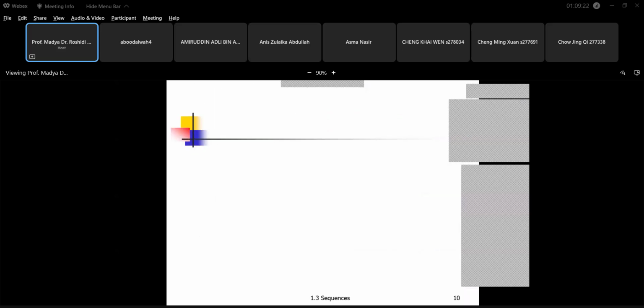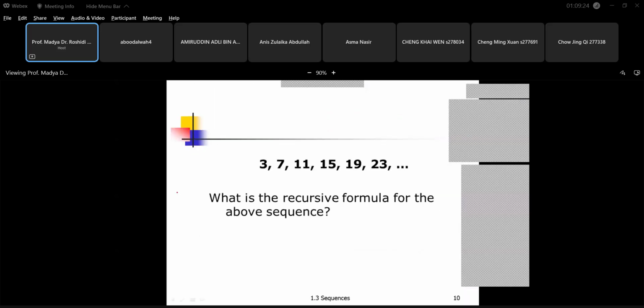Now we move to example 6. Okay, another idea. What is the recursive formula for the above sequential? Based on this kind of sequential, we can see from here to here, here to here, it is in ascending order, not descending order. In order to represent ascending, we put plus, because it increases. Plus what? Plus 4, plus 4, plus 4, plus 4, plus 4. So the starting point is 3.